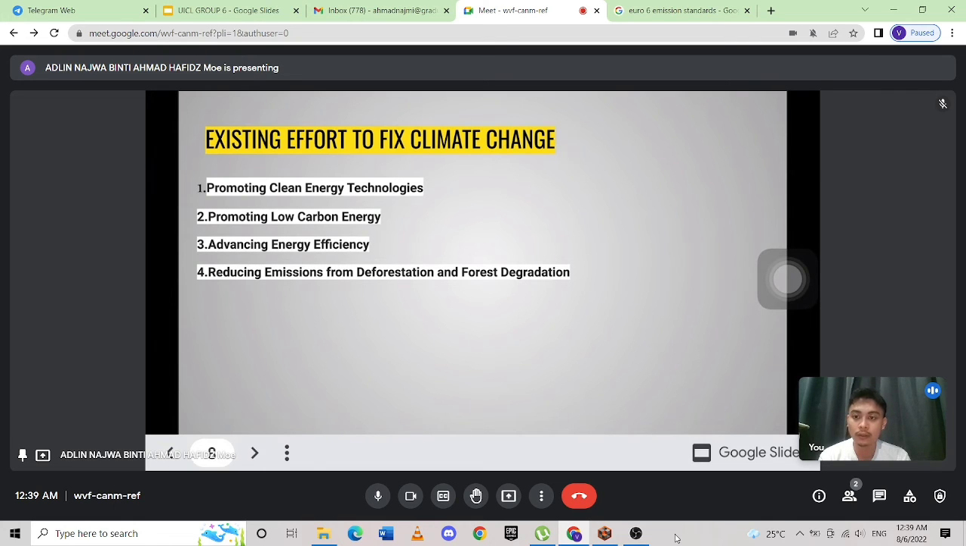So for the existing efforts to fix climate change globally, firstly is by promoting clean energy technologies. As we know, Tesla, the vehicle company, has used cleaner technologies, which is the electrical engine, so that the emission of carbon monoxide and carbon dioxide from the engines used by petrol and diesel engines can be eliminated or reduced.